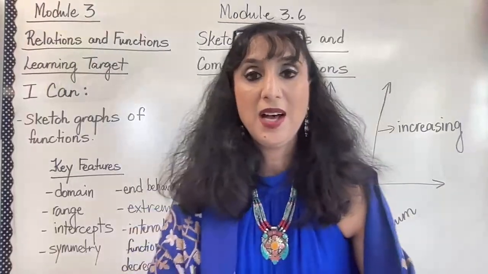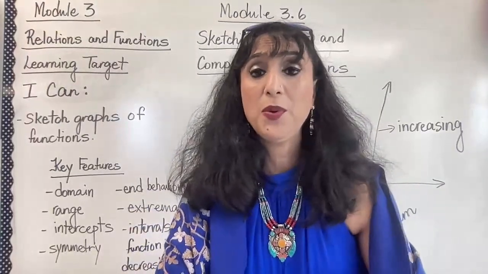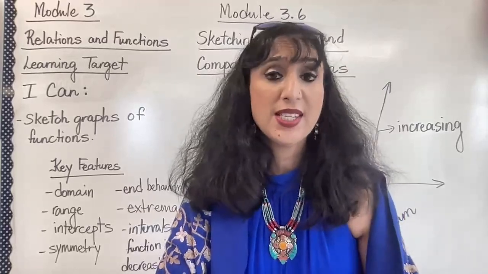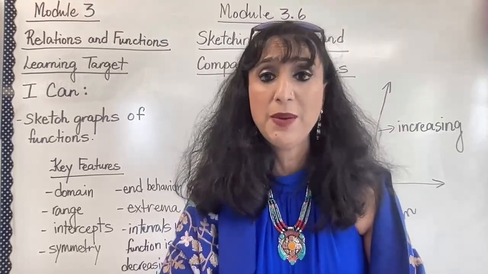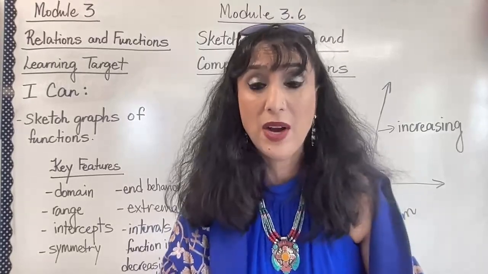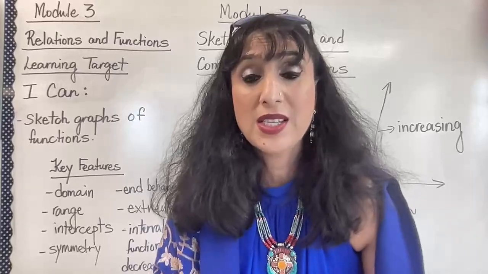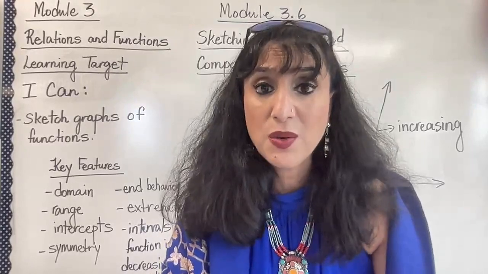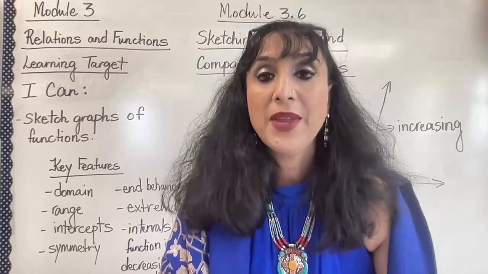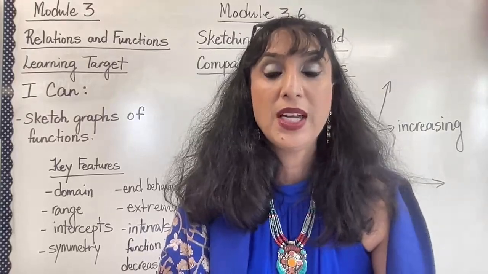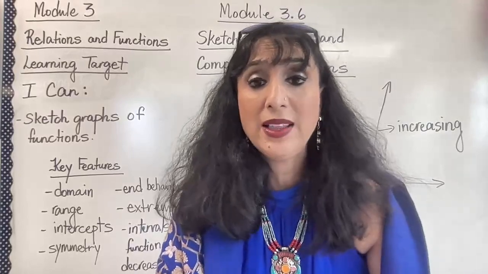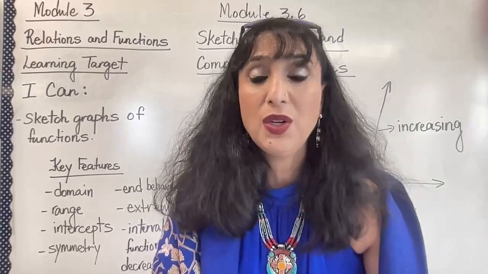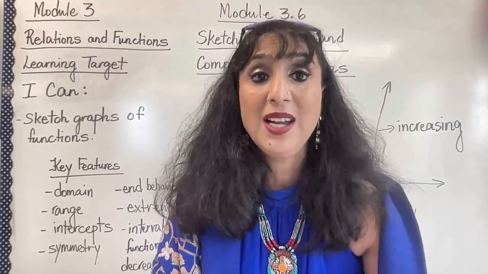Once again, this is all module 3.6 is about. You've got to know the key features like domain, range, intercepts, symmetry, end behaviors, extrema, the intervals where it is increasing, where it is decreasing, where the graph is positive, where it is negative. When we have all these key features provided, we can sketch the graph. And if the key features are given in one form and the graph is given for another, we can always compare the two by looking at the key features that have been provided.